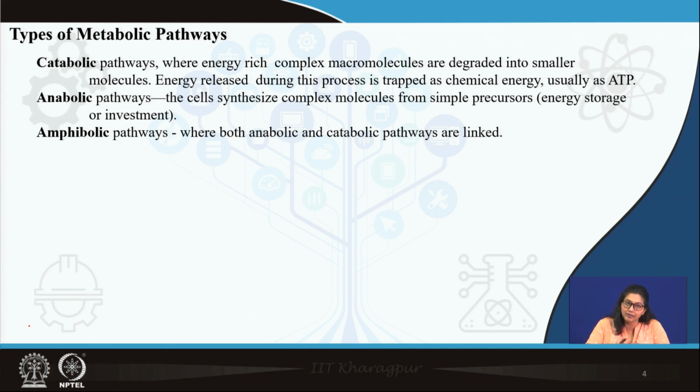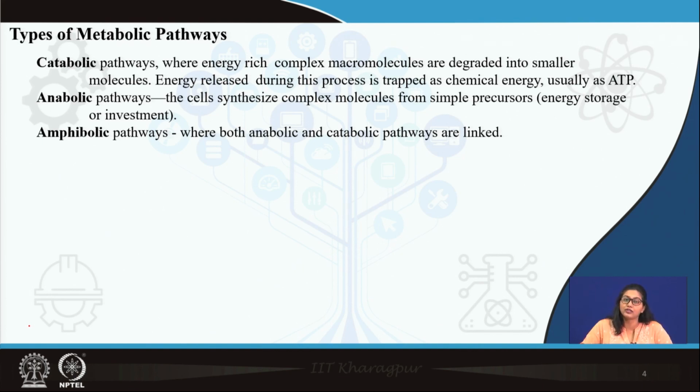Now what is catabolic pathway? You must be knowing it, still I am revising it, that catabolic pathways are where the energy rich complexes or macromolecules are degraded into smaller molecules, and during this process energy is released, and that released energy is trapped inside ATP, that is the energy currency in our cell, as well as different high energy phosphates or high energy molecules in our body. So those are the storage of energy.